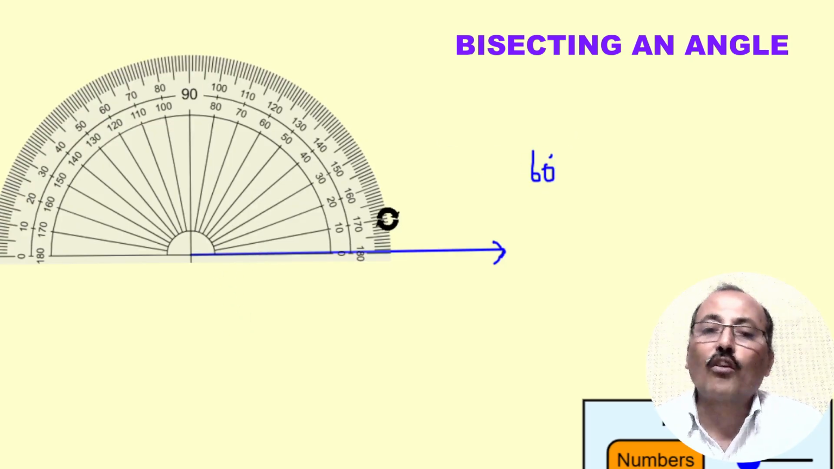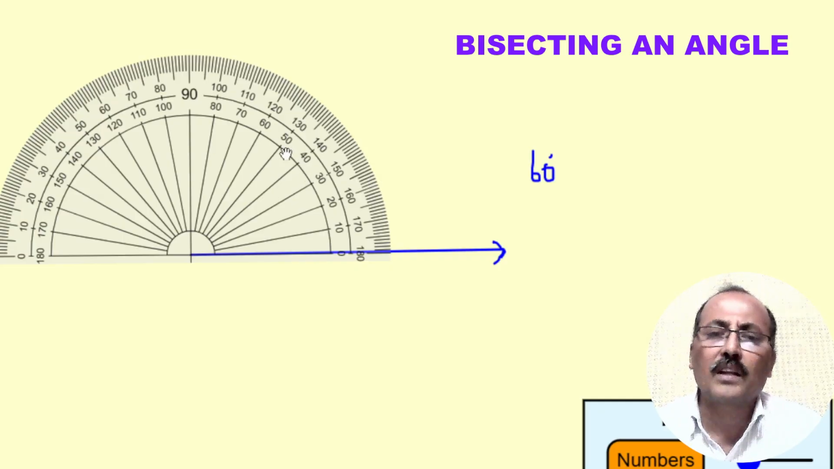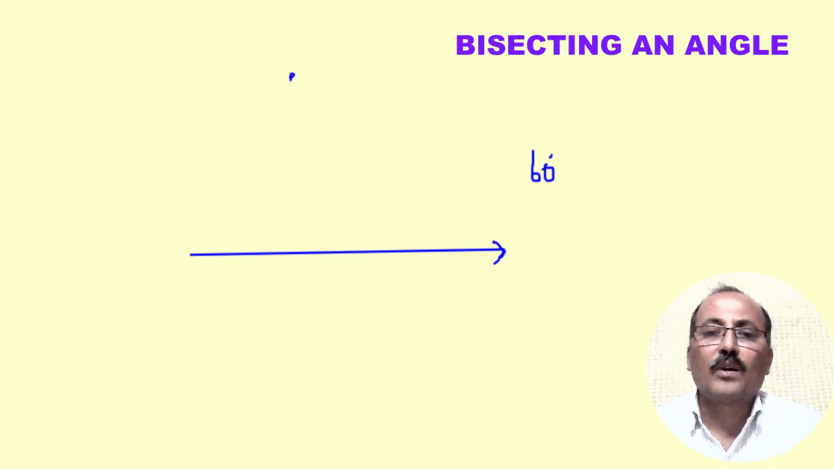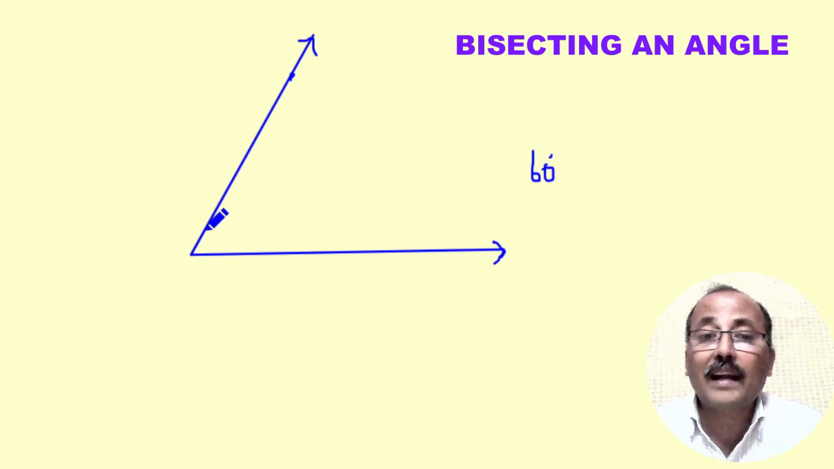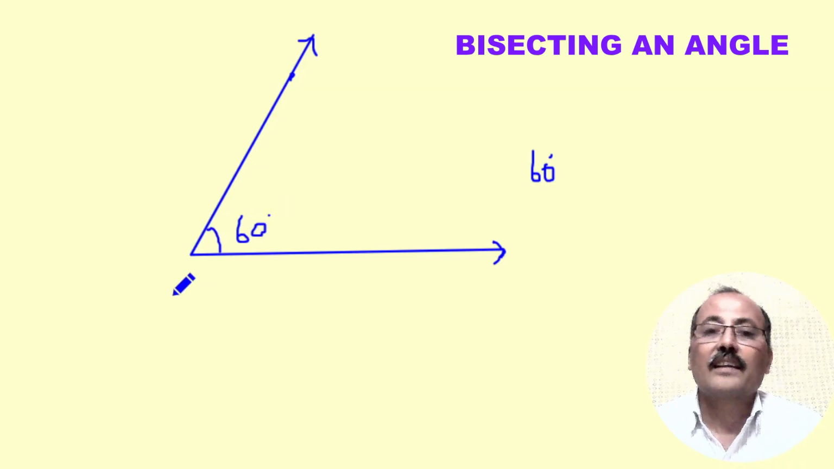Now 60 degree, how to mark? Either you have to see the outer side or inner side. Inner side you see 0, 10, 20, 30, 40, 50, 60. Yes, you mark here 60 degree, keep a dot and remove the protractor. Okay, now you join this one using the ruler. I am drawing. That means this one is being constructed. Now how much is this one? It is 60 degree. Using protractor I constructed, not using arc method. That also I did.